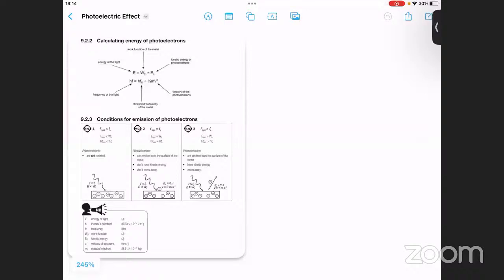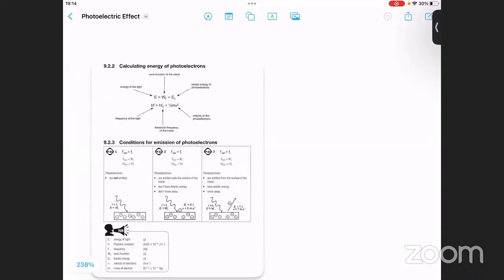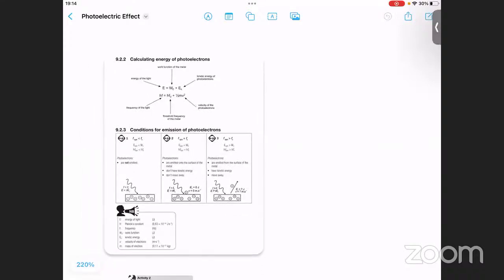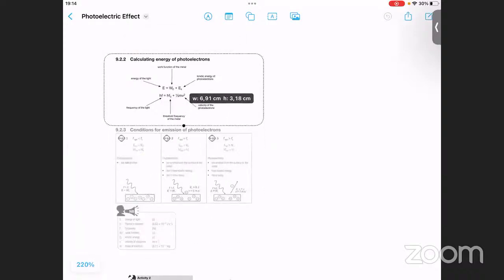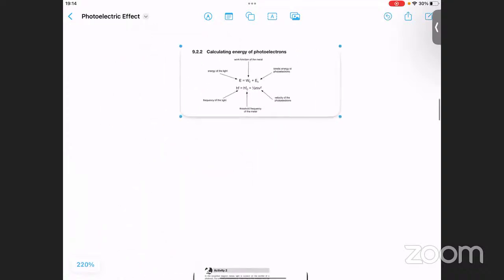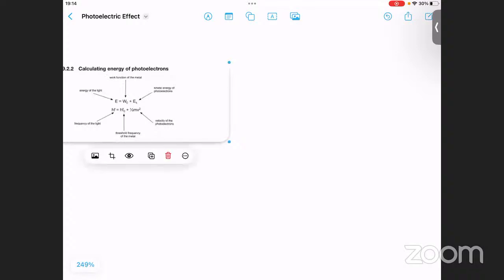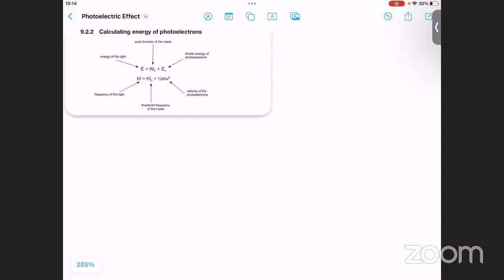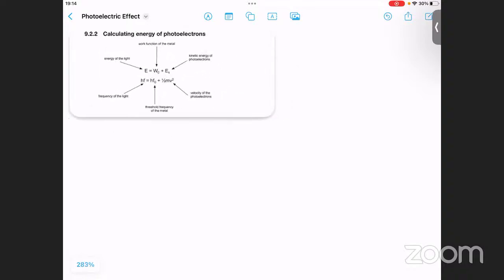Let's see. Okay, so there are things that we can talk about. In most cases, it becomes very much easier when you study making use of the formula, which is what I would like for us to try and do. Let's start with the part of calculating the energy of photoelectrons.